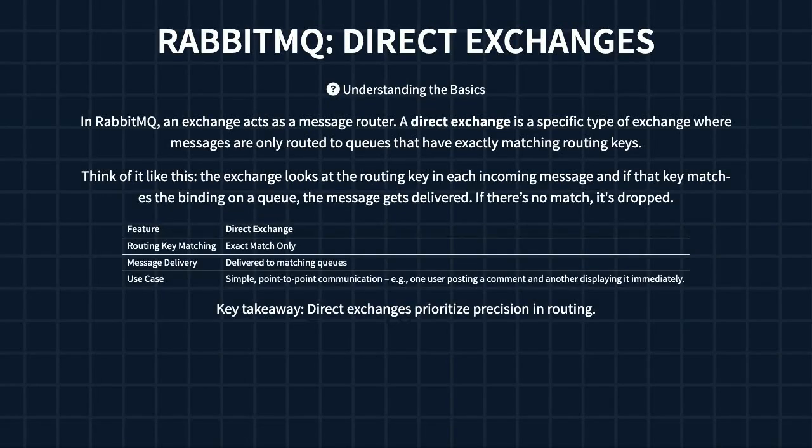Okay, let's talk about direct exchanges in RabbitMQ. Essentially, a direct exchange is like a very strict gatekeeper for your messages. It only lets through messages that have the exact same key as one of its bindings, which are links to queues. If the routing key doesn't match, the message gets tossed aside entirely. This makes them really useful when you need a simple, direct connection between two parts of your system, like sending a comment from one user straight to another's display.